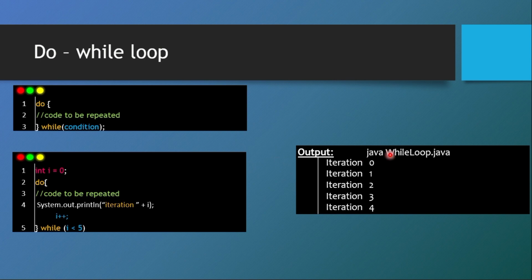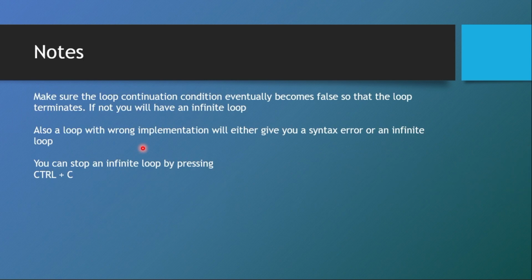And then we'll have our output here, which is iteration 0, iteration 1, 2, 3, and 4, and so on and so forth. And then it will terminate. So this is basically just a variation of the while loop, and that's basically everything to do with do while loops.